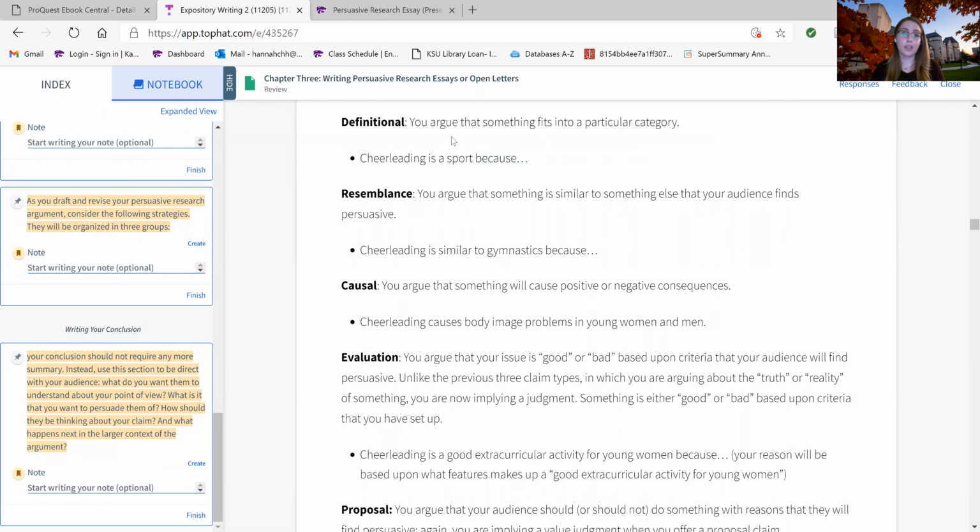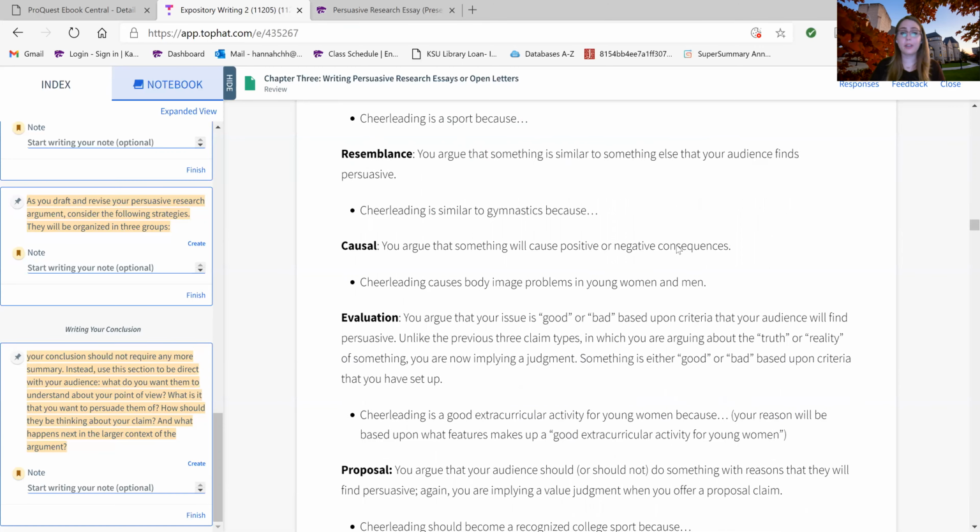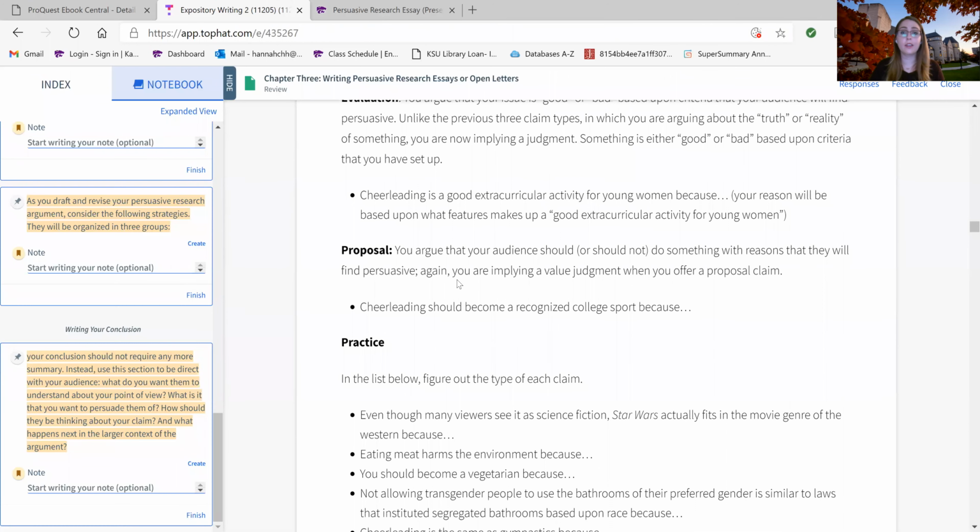Common ones you will see in student essays are definitional, resemblance, causal, and evaluation. We do encourage that students do not use proposal claim types. So someone should do this, your audience should or should not do this, because your audience is a resistant audience. They do not like being told what they should or should not believe in, or should or should not do. So try to avoid using the words "they should do this."